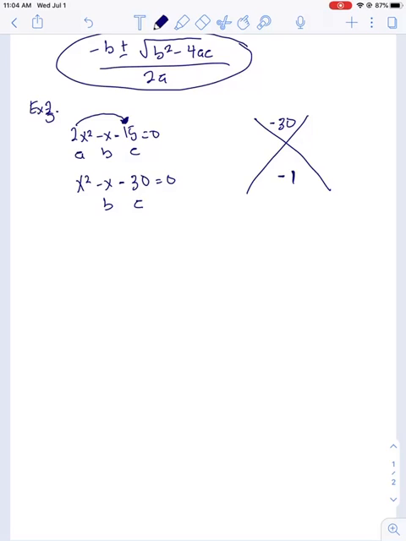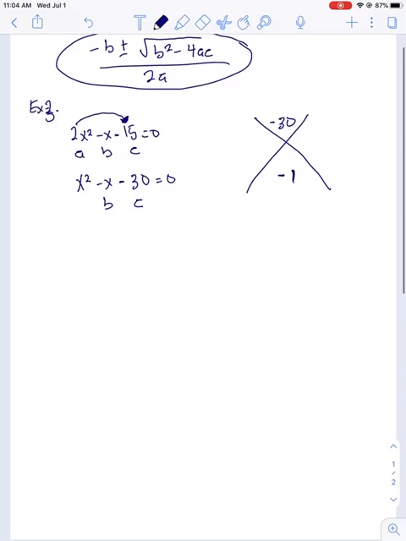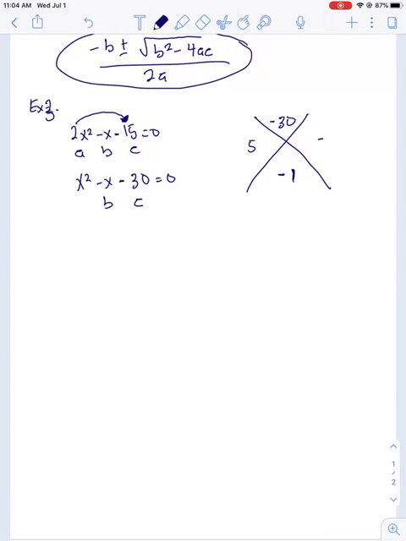Now, again, you're going to ask yourself, what two numbers am I going to multiply to get -30, but when I add, I get -1? That'll be 5 and 6. So in this instance, when you multiply, how are we going to make this so when we add, we get -1? That's by putting a negative in front of the 6. So when we multiply this, we get -30, and when we add 5 and -6, we're going to get -1.